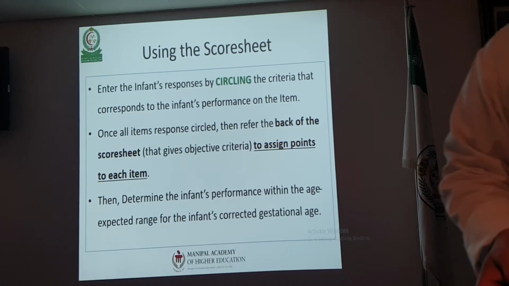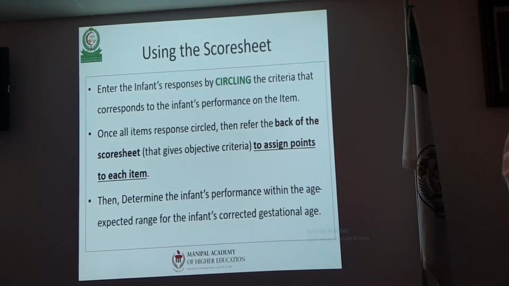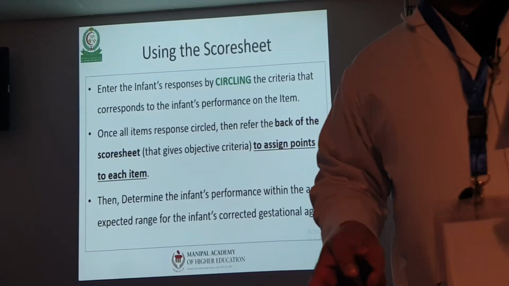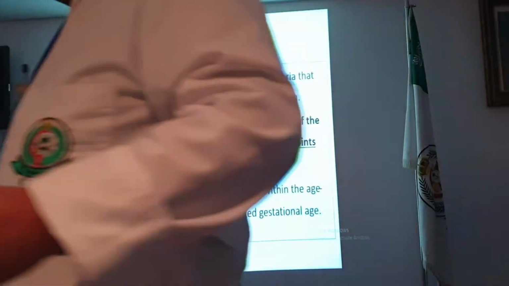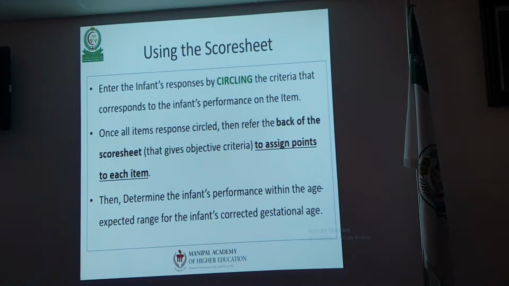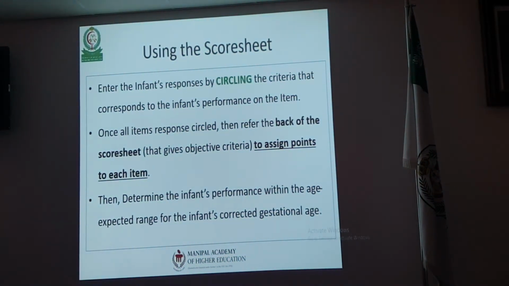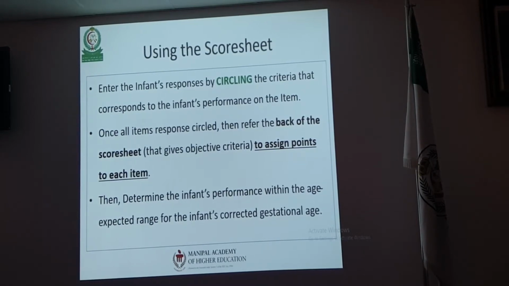Okay, so how to determine the performance of the child? Go back to the scoring sheet, backside. Go to the second last row. You will see degree of normality or abnormality based on total score.